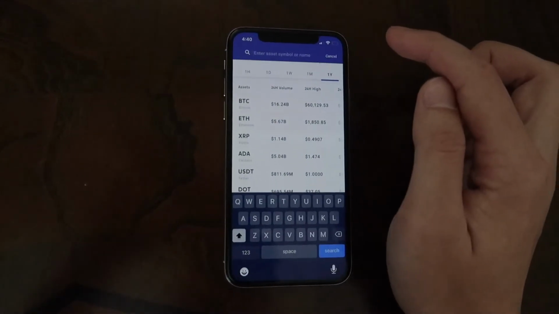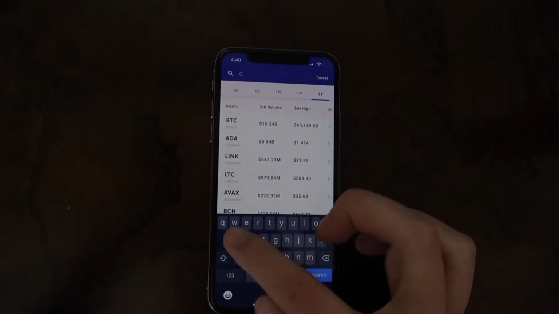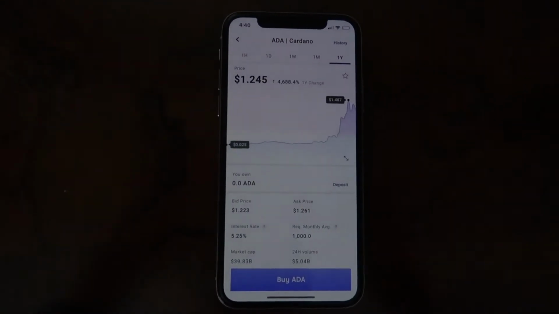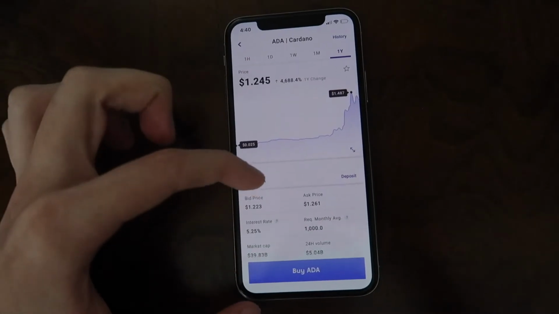If you guys want to search specific ones, let's say for example Cardano. So we go say Cardano. Pull it up right here, and we automatically have Cardano. So let's just go ahead, and now that we're in a specific currency, let's go ahead and scroll down.